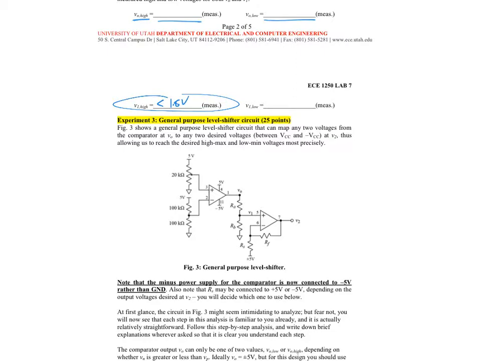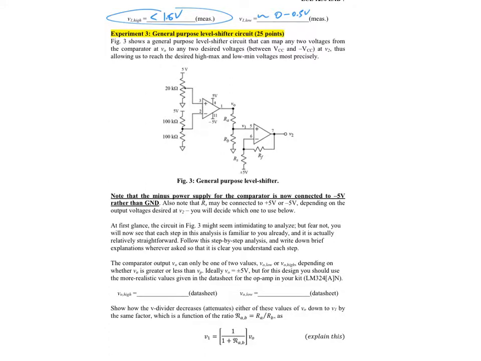And this low should be somewhere near 0 to 0.5 volts or so. Okay, so for experiment 3 now, the only additional part is this circuit, which is, now it's a difference amplifier.